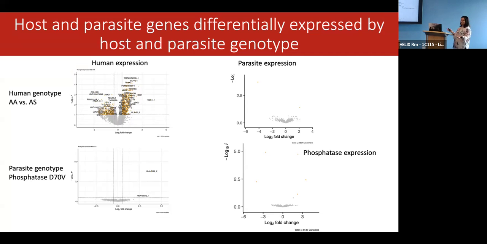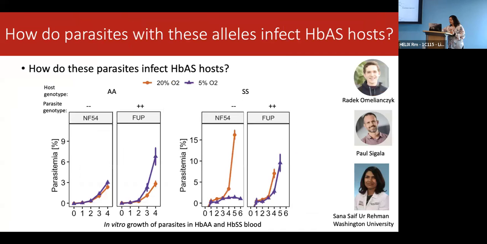Between parasite genotypes, we don't see very much. So I think maybe this isn't too much by transcriptional response, with the exception of the phosphatase, where the genotype is associated with increased expression. So it does seem that there is increased expression of this phosphatase when parasites carry this other allele.